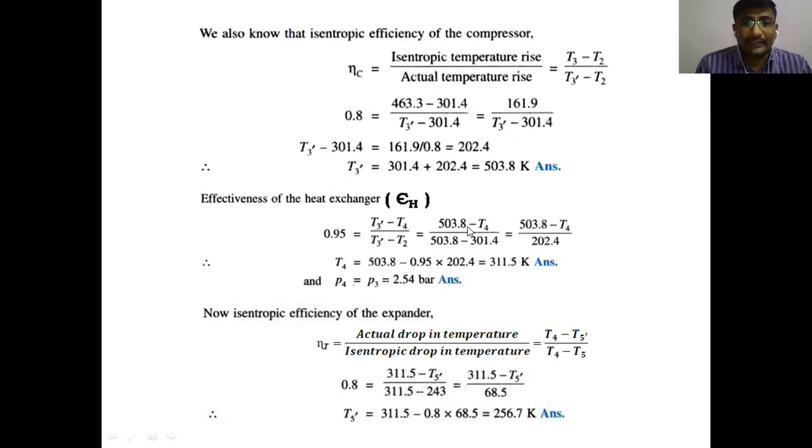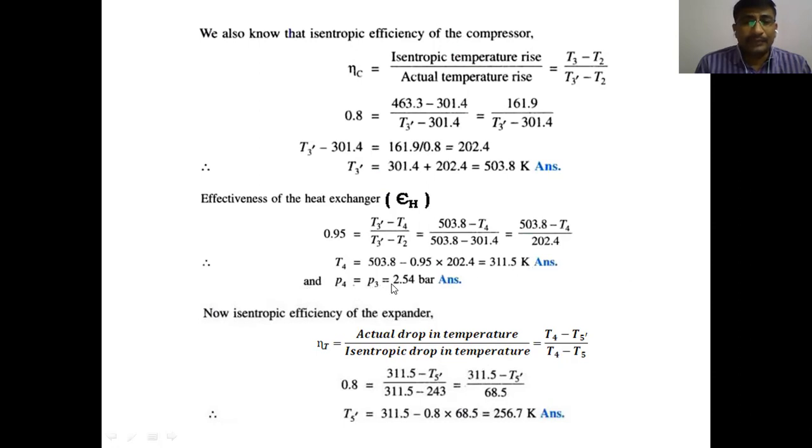T3 dash is 503.8. T4 is the unknown parameter. This is the temperature of air after the heat exchanger. And the remaining parameter, T2, is 301.4. From this equation, the only unknown is T4. Temperature of air after the heat exchanger, we will get T4 as 311.5 kelvins from this equation. Okay, this is the temperature after the heat exchanger.